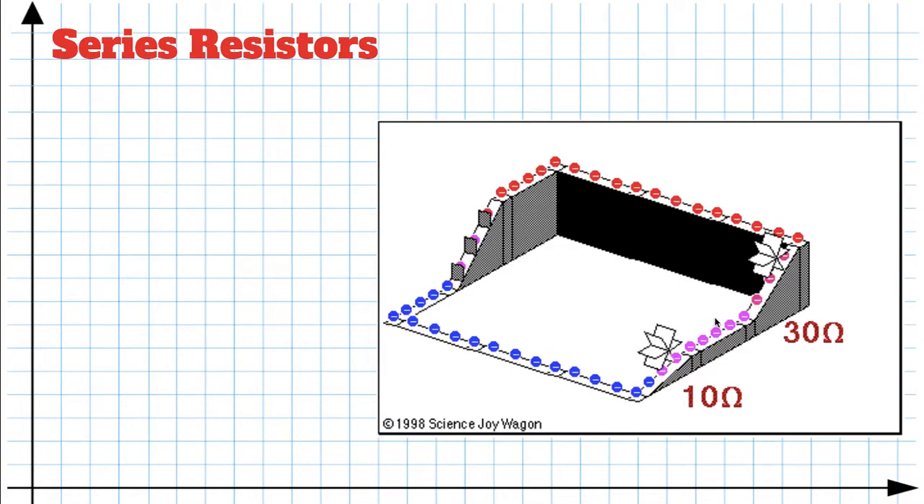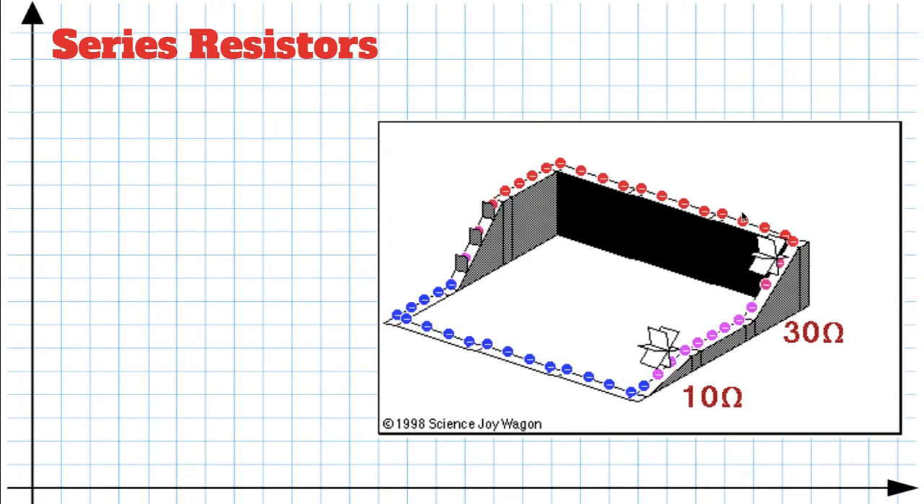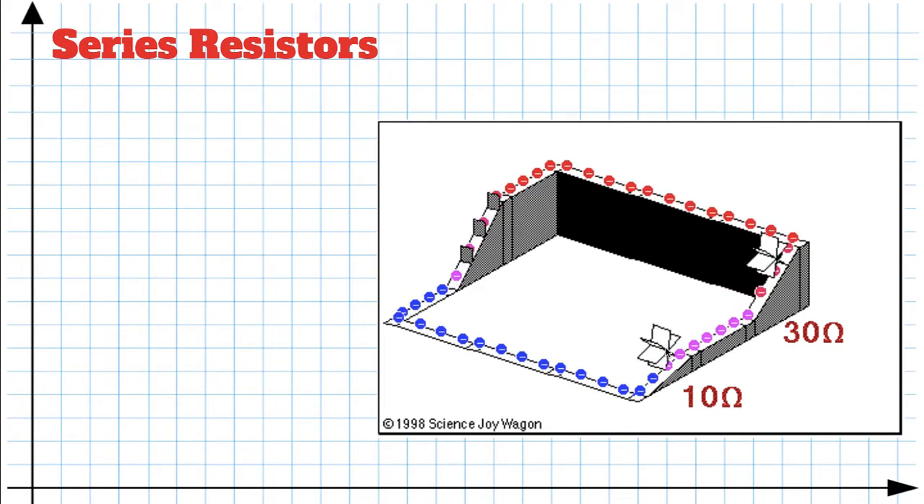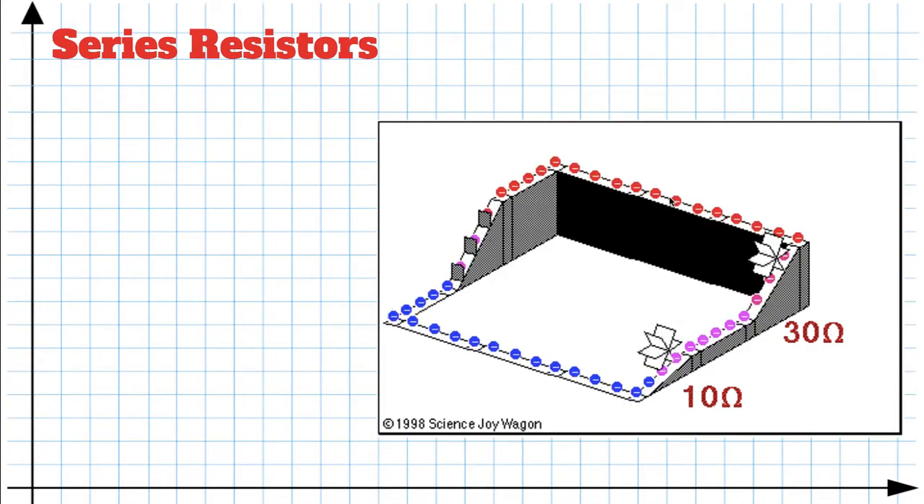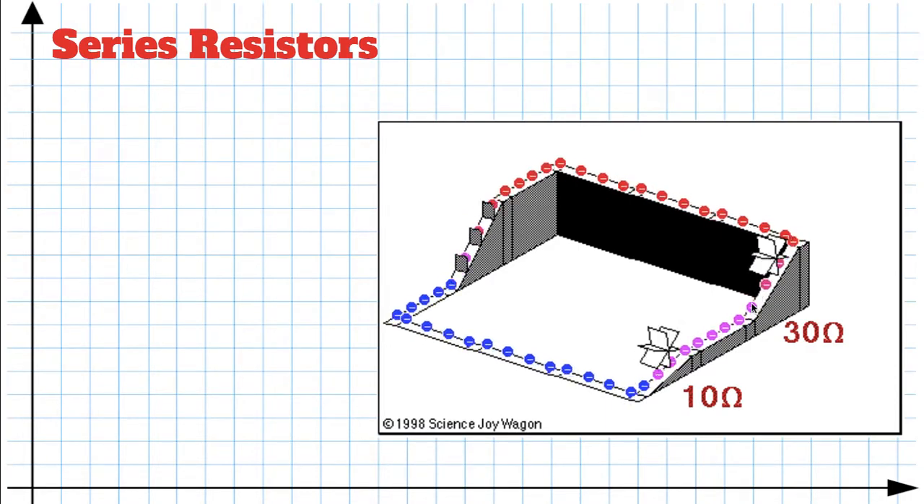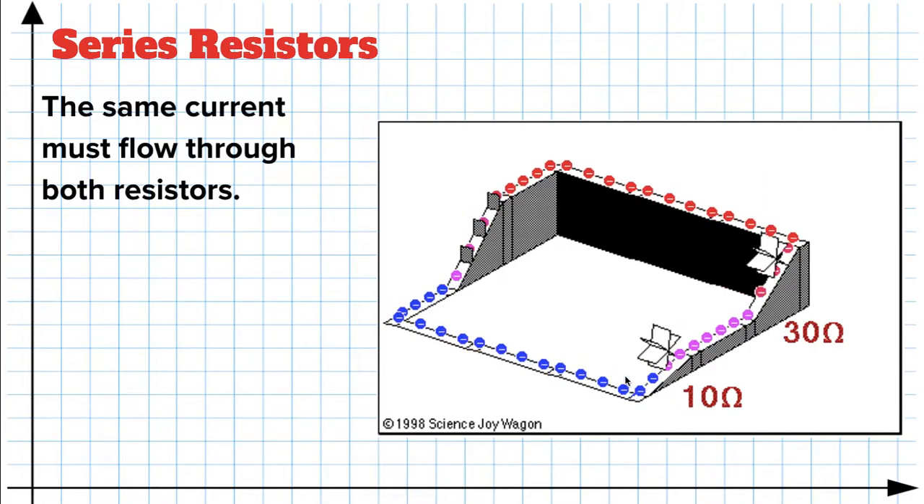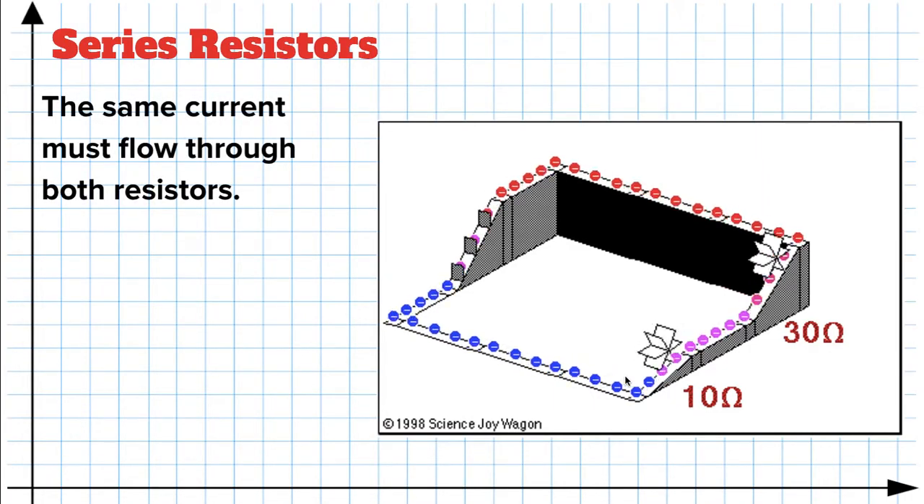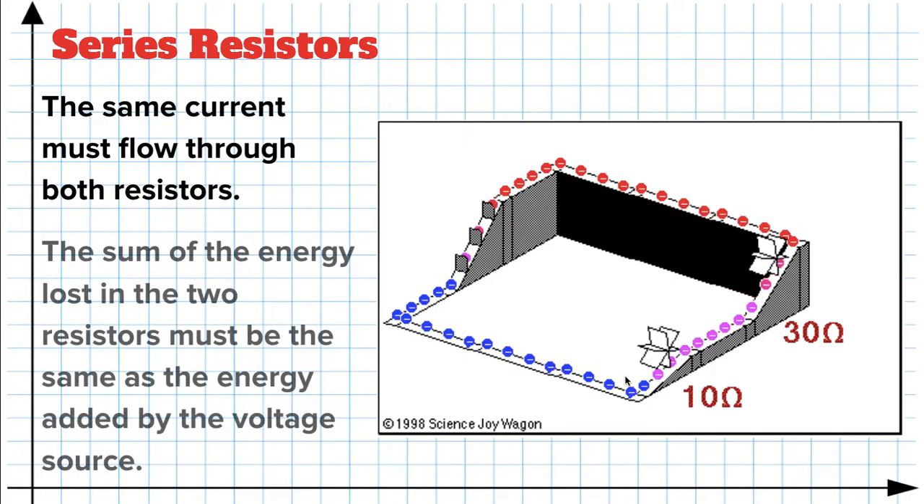So we have two resistors in series. Note that any charge which goes through the first one must go through the second one. And also note that the flow through the first one is the same as the flow through the second one. Okay? So when we have series resistors, the same current flows through both resistors. It goes through one and then the other.